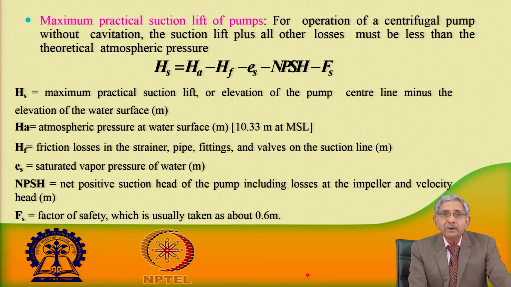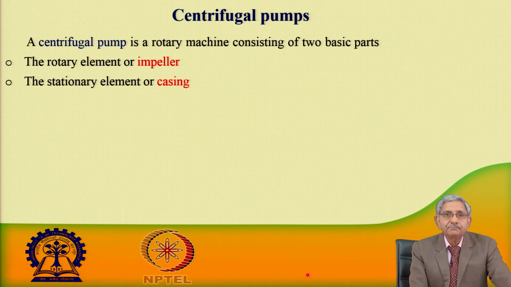So, for maximum practical suction lift of a pump, for operation of a centrifugal pump without cavitation, the suction lift plus all other losses must be less than the theoretical atmospheric pressure. Normally, a practical value is taken as 6.5 meter. So, normally 6 to 7 meter is considered as the maximum practical suction lift of a pump.